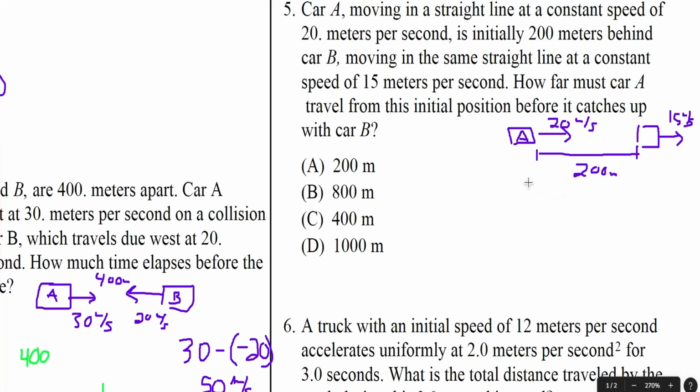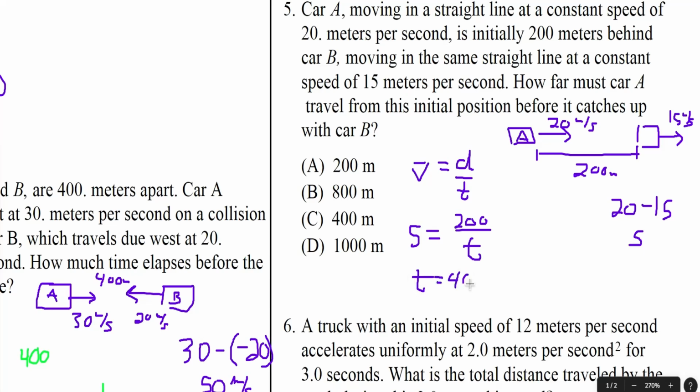So we're going to start off the same way. I'm going to just do the simple method of saying, well, we're going to do the average speed equation, with the average speed this time being the relative speed between these. Because these are now going in the same direction, the relative velocity is just going to be 20 minus 15, which is just 5. So 5 equals 200 divided by t. So when we do 200 divided by 5, we end up getting that the time is equal to 40 seconds.